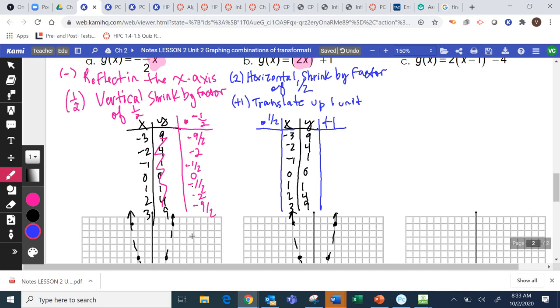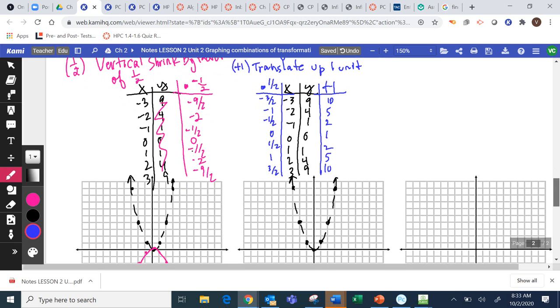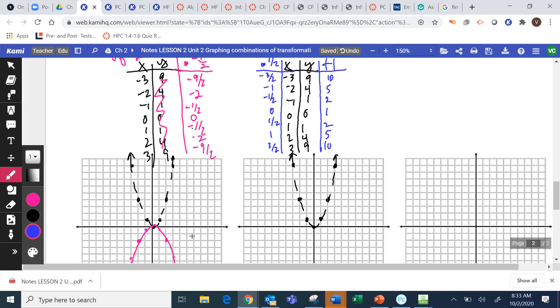All right, so we're going to do that. So -3/2, -1, -1/2, 0, 1/2, 1, 3/2. And then we're going to add 1 to the Y, so 10, 5, 2, 1, 2, 5, 10. So at -3/2, which is -1.5, I've got 10. -1 is 5. -1/2 is 2, 0, 0.